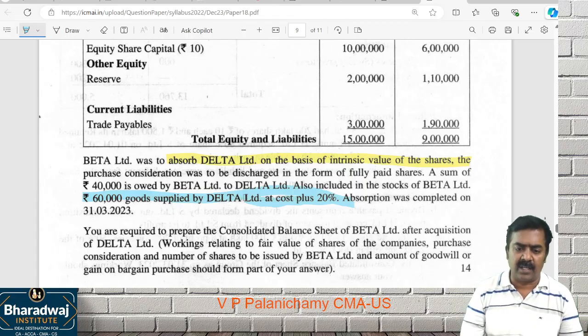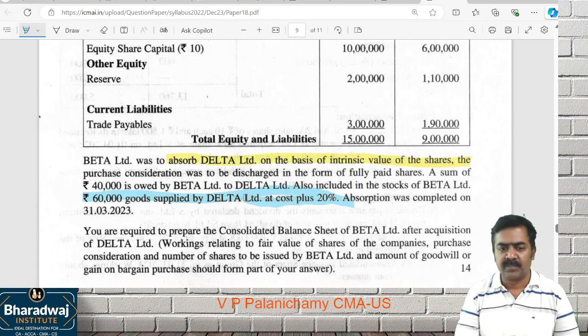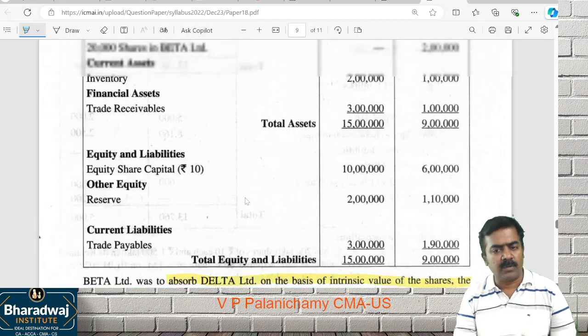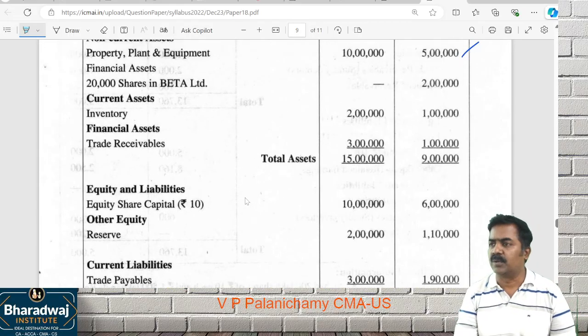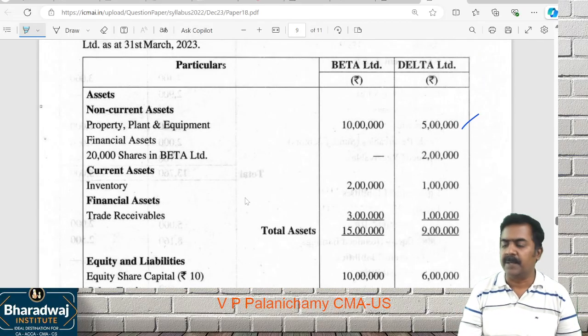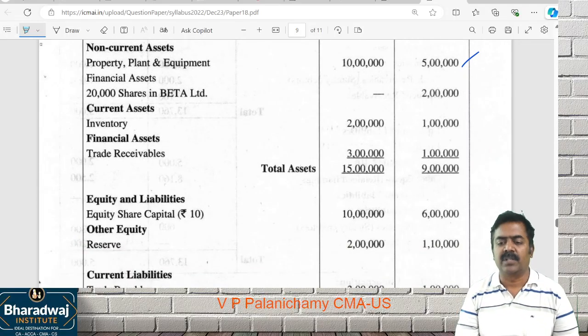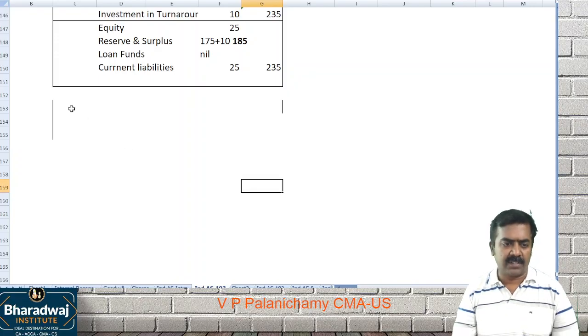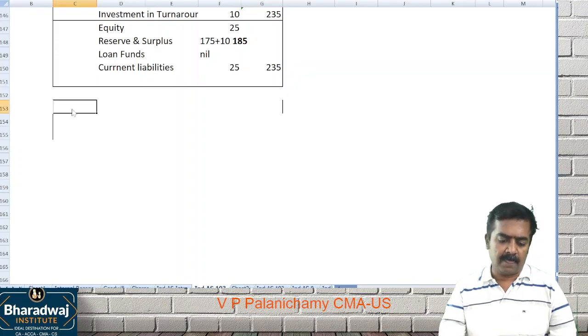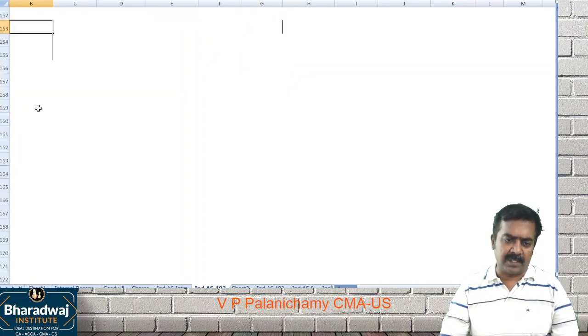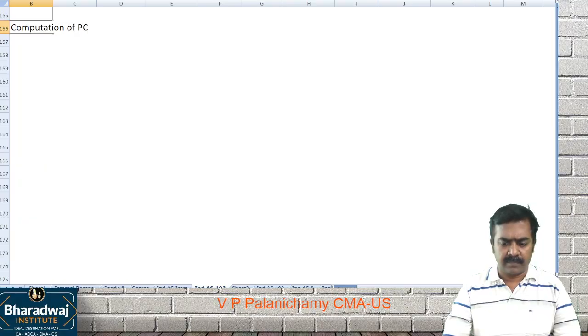Amalgamation was completed. They asked you to prepare the balance sheet. It's a very simple question. Before we proceed with the journal entry, what we have to work out is the intrinsic value of Beta Limited and Delta Limited. We are going to do it together. Computation of purchase consideration, using the intrinsic value method.